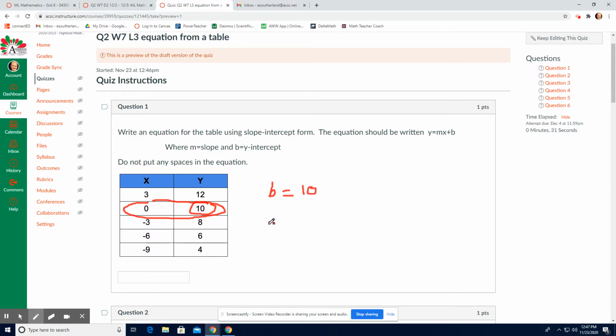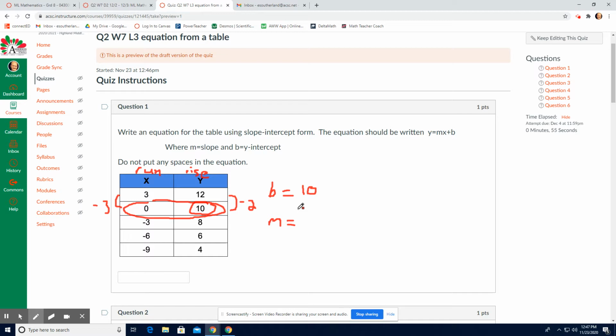Now we got to find out what the slope is, which is pretty easy. Just find out the pattern. Notice how this goes minus 2. Notice how this goes minus 3. Slope is written as rise over run. The y side is your rise. The x side is your run.